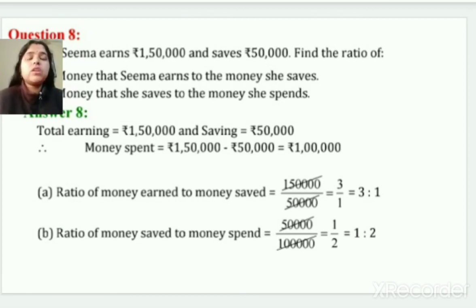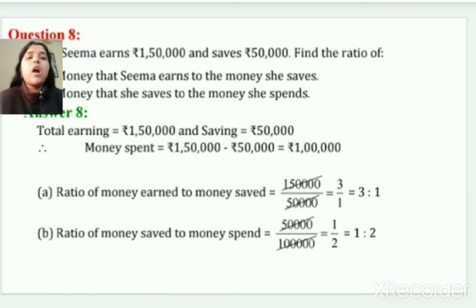How much did she spend? 1,50,000 minus 50,000 equals 1 lakh. 1 lakh rupees she spent. So the ratio of the money Seema earns to the money she saved: she earned 1,50,000 and she saved 50,000. So our answer will be 3:1.